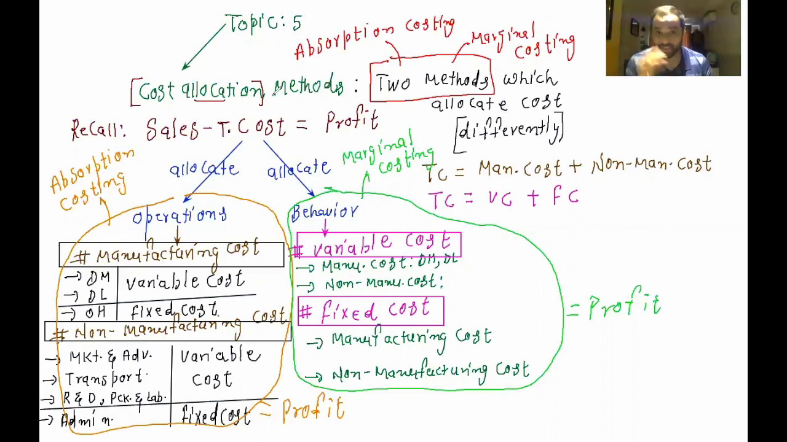And marginal costing's central idea is variable cost and fixed cost. So under marginal costing, we estimate profit by allocating cost into variable and fixed. So this is the overall idea to calculate profit using marginal costing and absorption costing.